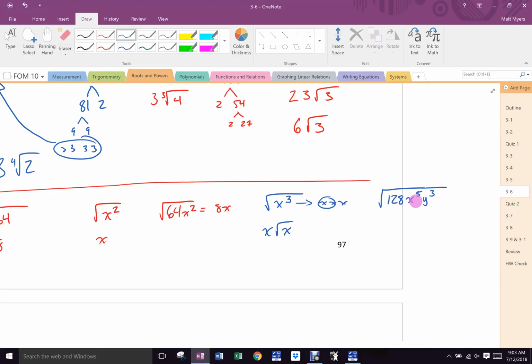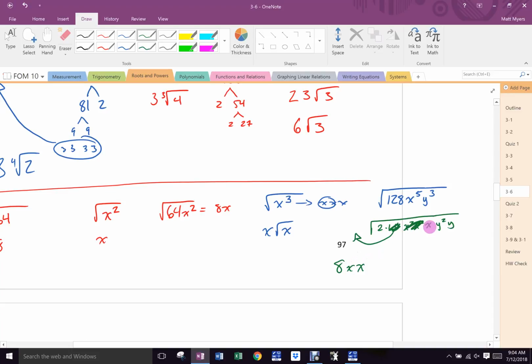All right. This is really 2 times 64, right? x squared, x, y squared, y. Correct? Does 64 have a square root? What is it? 8. So what comes out here? 8. x squared, is that a group of 2? So what comes out? An x. Is that a group of 2? So what comes out? Another x. So they're taken care of.